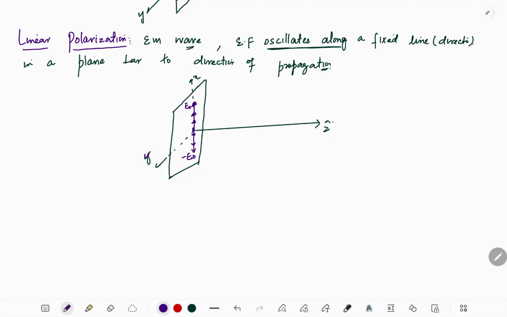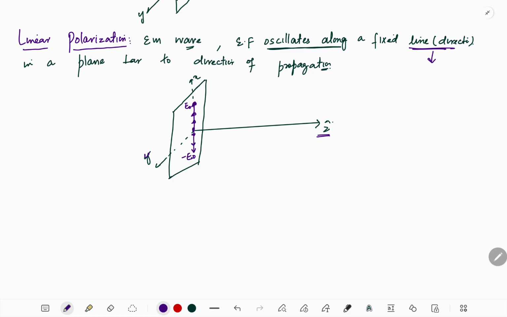Okay, so it is oscillating in the single x direction. It's going up and down, going up and down, and the wave is propagating in this direction. So we say this light is polarized, but it is linearly polarized because the electric field is oscillating in a line. It's the line in which the electric field is oscillating.